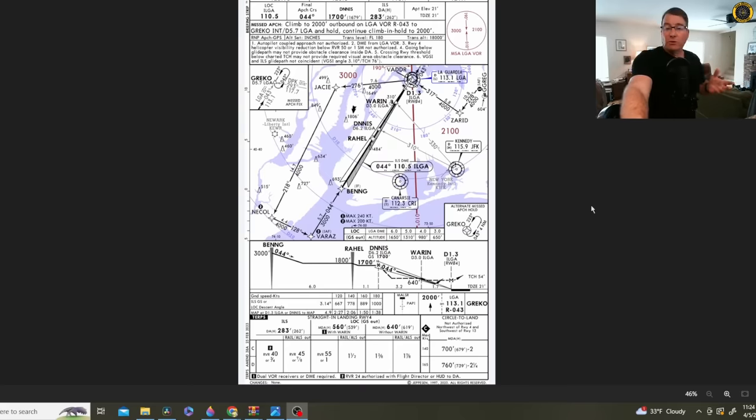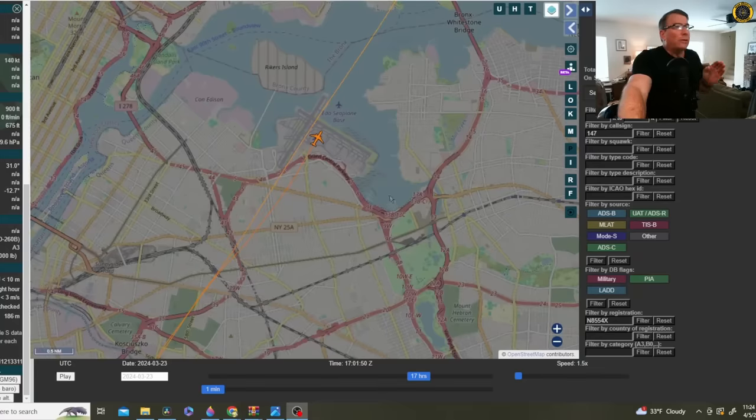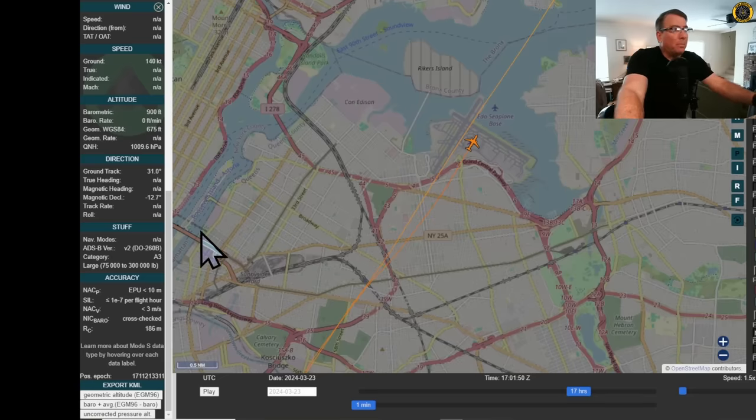So the first question for investigators, and that we don't know the answer to at this time, was the pilot hand flying this approach, the Southwest 147, or did they have the autopilot coupled? And I was hoping that over here on ADS-B Exchange, we would get some insight to that, because over here on ADS-B Exchange, under the stuff column, let me move this over so you can see it. Stand by. Time to bust out the big mouse.